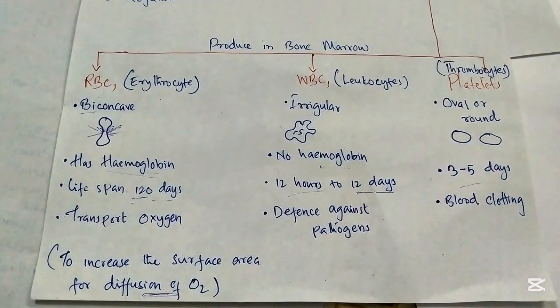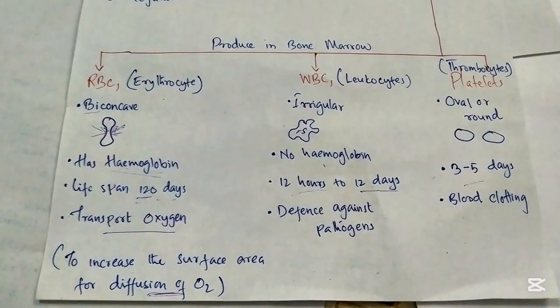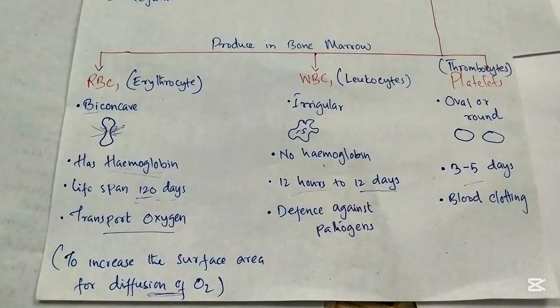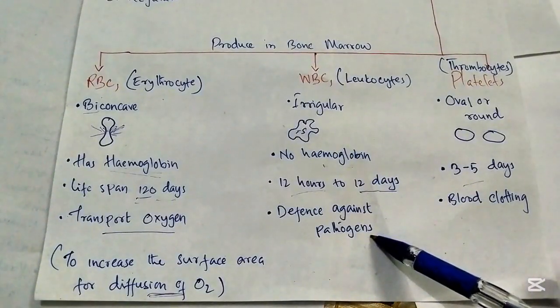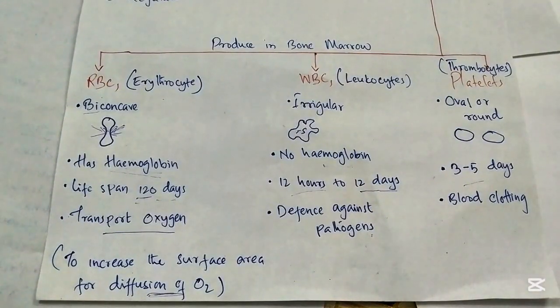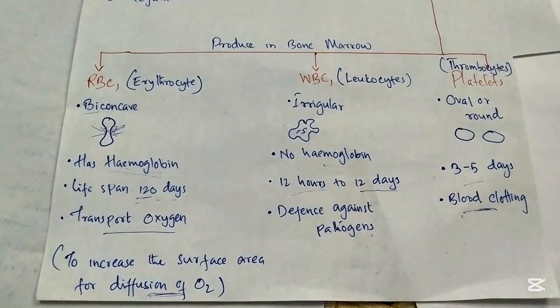The main function of red blood cell is to transport oxygen to the different parts of the body. Whereas the main function of white blood cell is defense against pathogens like virus and bacteria, which cause disease in our body. Lastly, the main function of platelets is blood clotting. Platelets help in blood clotting and help to stop the bleeding.